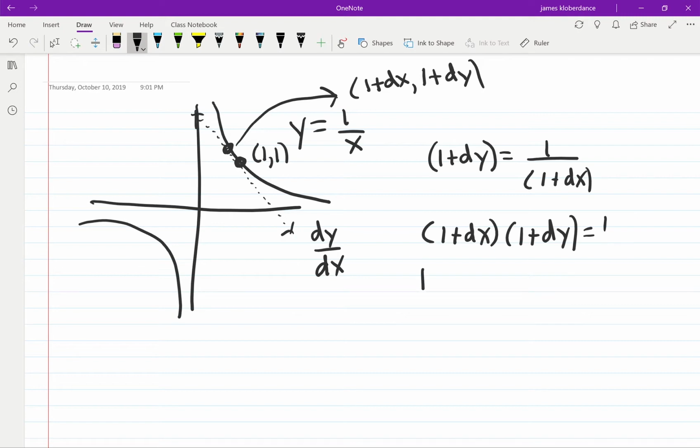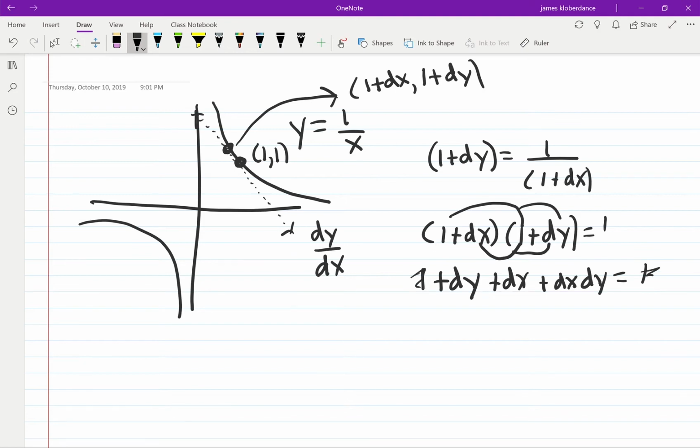I get 1. 1 times 1 is 1. 1 times dy is dy. Then dx times 1 is plus dx. And then I get this guy. I get a dx dy equals 1. All right, so I have a 1 on the left, 1 on the right, so I'm going to get rid of those guys.